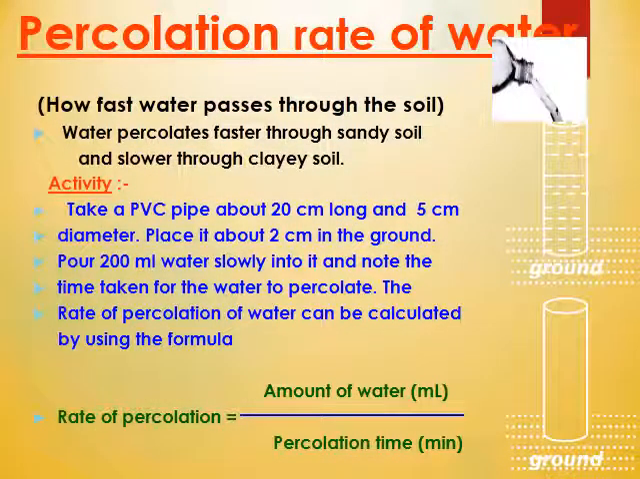An important property of soil is the rate of percolation of water through the soil. Percolation of water in soil means the movement of water through the gaps in the soil. Water moves down or percolates down through the spaces present between the soil particles. The rate of percolation differs in different soils. Water percolates faster through sandy soil and slower through clayey soil.